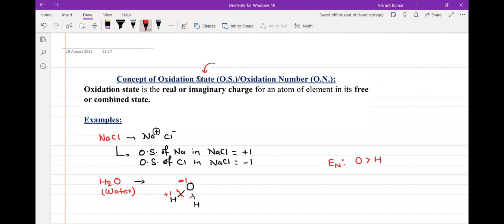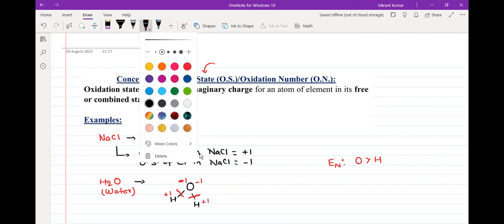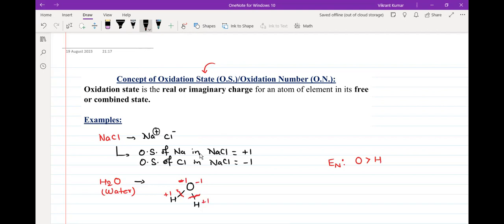Now if I break this bond, बताओ किसको क्या मिलेगा? If I break this bond, second one, O will get what? One electron. One negative charge. -1, and H will get positive charge. +1. Now, if I ask you, what is the oxidation state of O in H2O? -2. So we'll count the total charge, है ना? So we'll say oxidation state of O in H2O is -2.